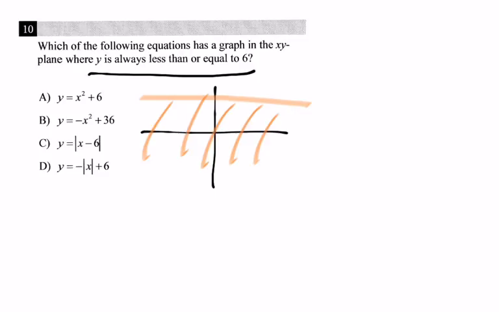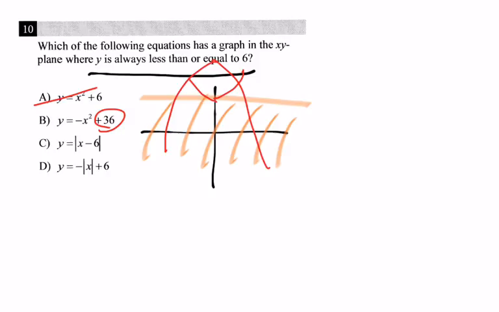Then let us try to examine one graph at a time. The first one, y equals x squared plus 6. Since the y-intercept is 6, it starts from 6 and it goes up because concavity is positive. And of course, that's not what we're looking for. Second one, negative x squared plus 36. Then the y-intercept is 36, so we have to start way on top and then come down. That's not going to be it either.